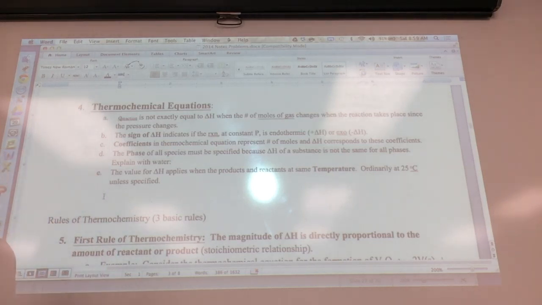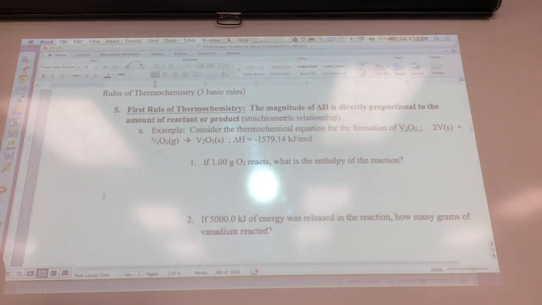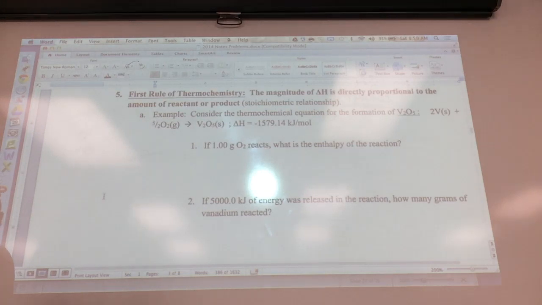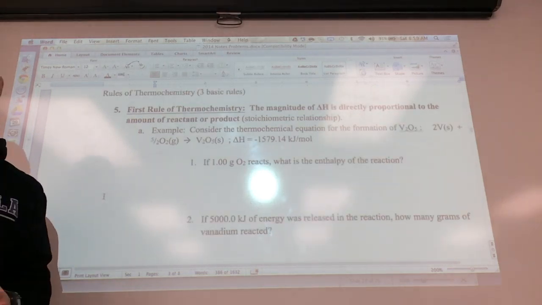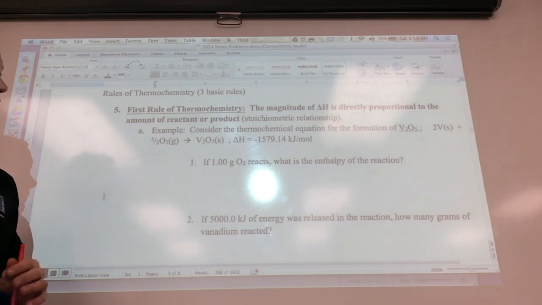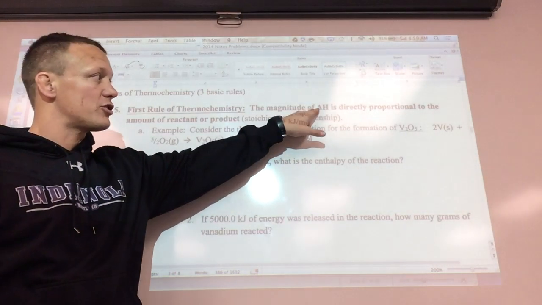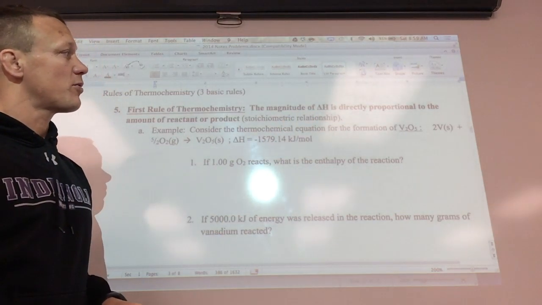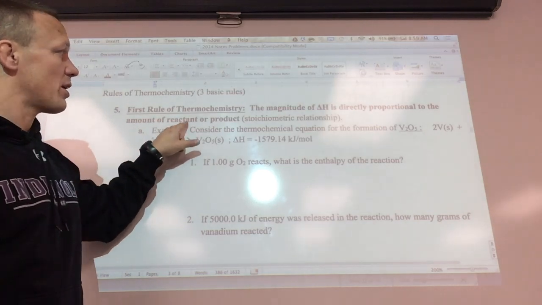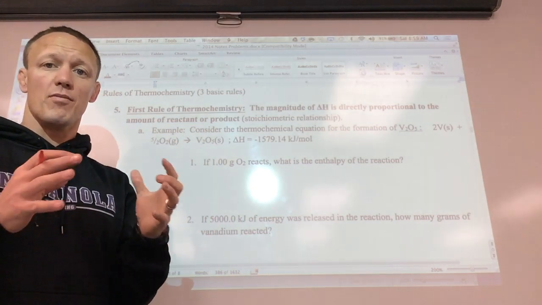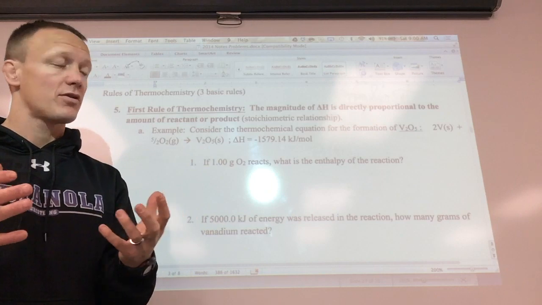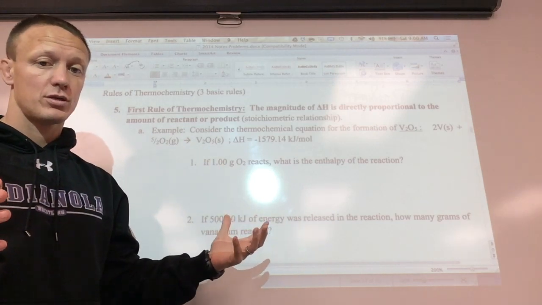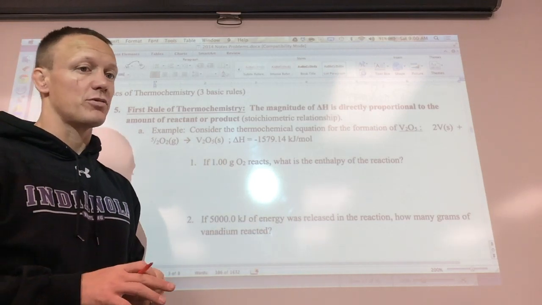If you have a thermochemical equation, let's look at an equation. Your first rule of thermochemistry, and there are 3 rules, is that the magnitude, in other words the size of the enthalpy change, delta H, is directly proportional to the amount of reactant or product. Obviously, the more reactant you have, the more gasoline you have, the more heat is produced. So there's a stoichiometric ratio between those things.